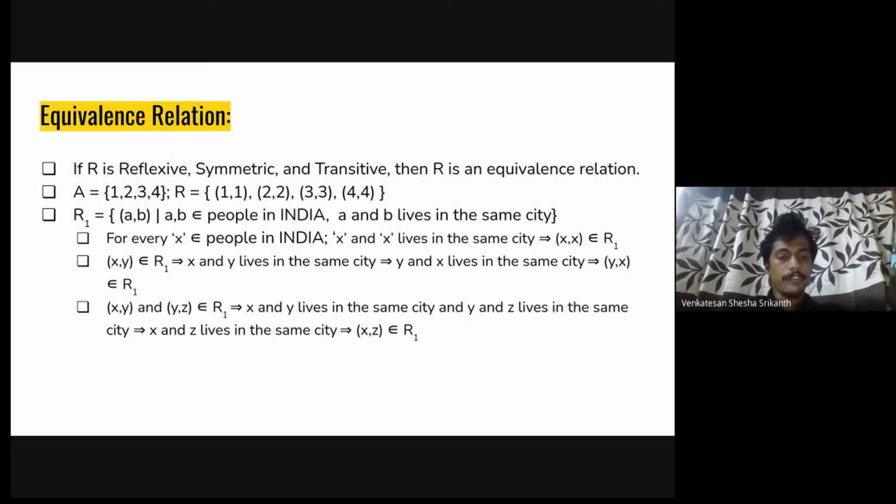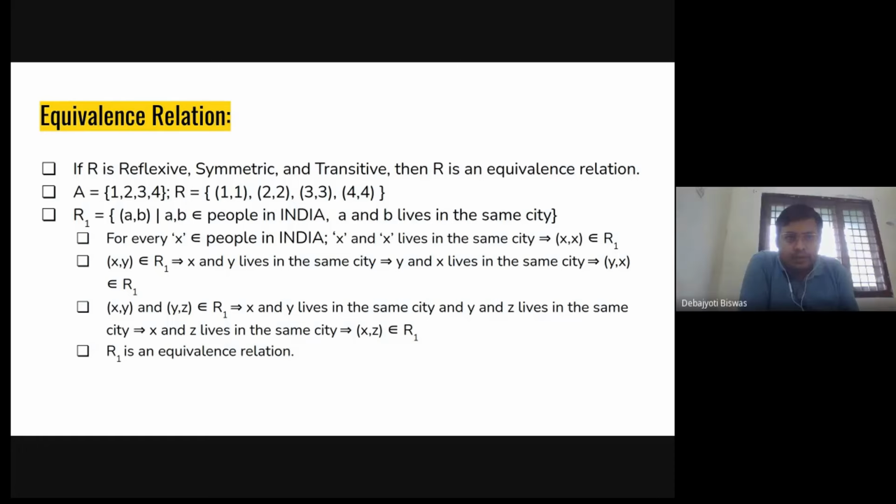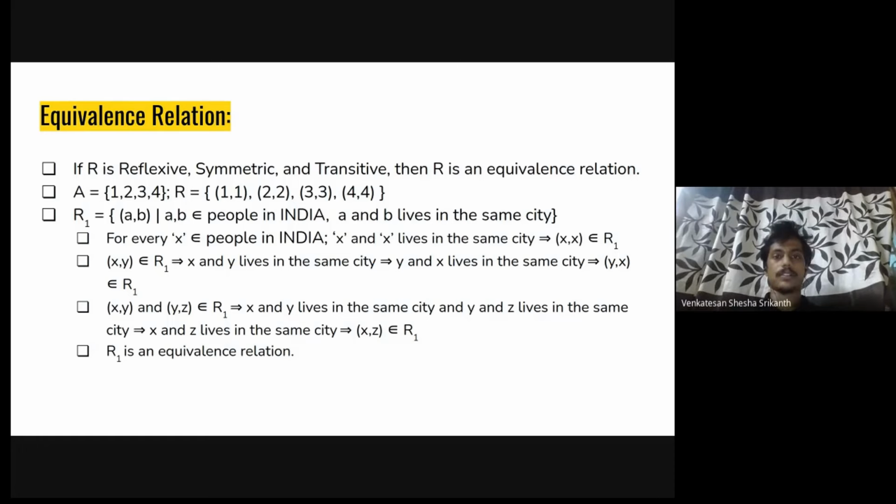So for every pair of elements (x,y) and (y,z), there is a third element (x,z) in our R1, making R1 transitive. Therefore, it is reflexive, it is symmetric, and it is transitive. We can conclude that this relation is an equivalence relation. So these are some examples about relations.